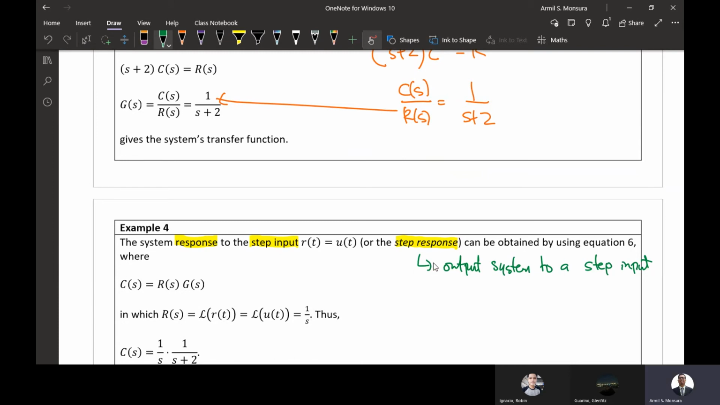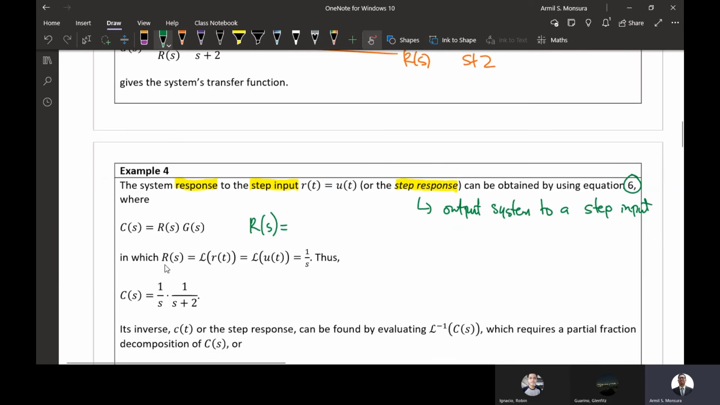So, here, para mahanap natin ngayon yung step response na yan or yung response or yung output ng system niyo to the step input, then gagamitin natin yung equation na to. Itong equation 6, bale, gagamitin natin siya, in which this is C equals R times G. Okay? So ngayon, we take note that R of S is actually the Laplace transform of R of T. And ang R of T natin is U of T dito.